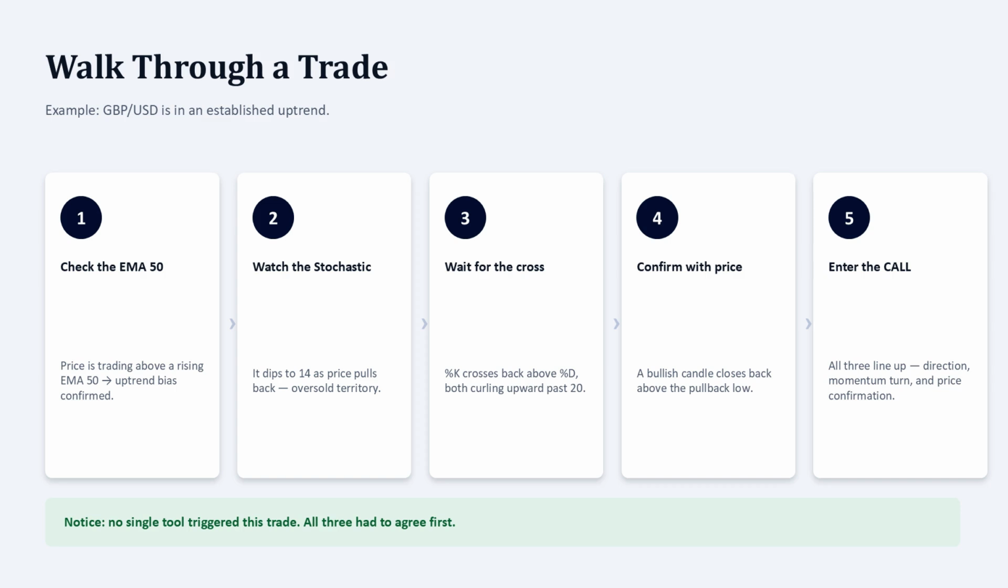%K crosses back above %D, both curling upward past 20. Step 4. Confirm with price. A bullish candle closes back above the pullback low. Step 5. Enter the call. Notice, no single tool triggered this trade. All three had to agree first.